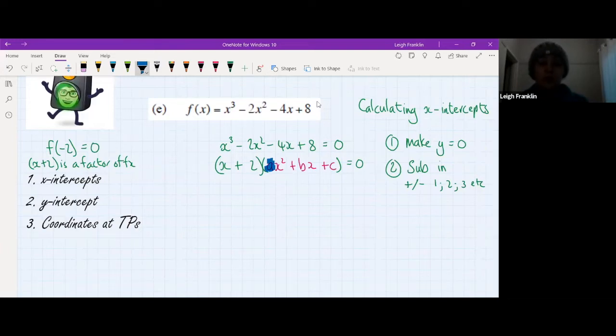Sure, you can use long division, no problem. A little bit more difficult to use long division, but you can use long division and you can divide your trinomial. So instead of factorizing it here, you'd still have to find your linear factor though. How are we going to work out the value of A?